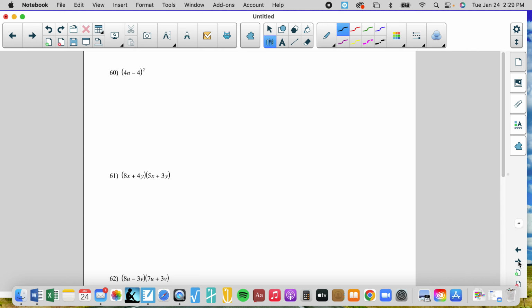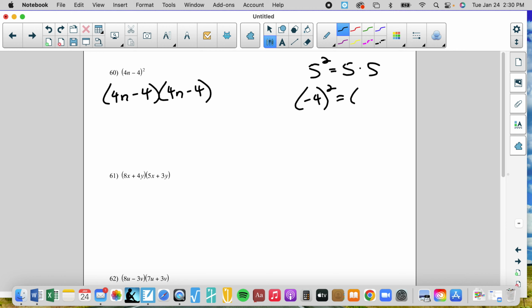Ooh, this is a great one. So you have to rewrite this as 4n minus 4 times 4n minus 4. Because when we have 5 squared, remember that equals 5 times 5. Or if you have negative 4 squared, that equals negative 4 times negative 4. So it's identical. So the base of this exponent, here's our exponent, the base of it is that quantity. So we need 2 of those. That's what the 2 represents.